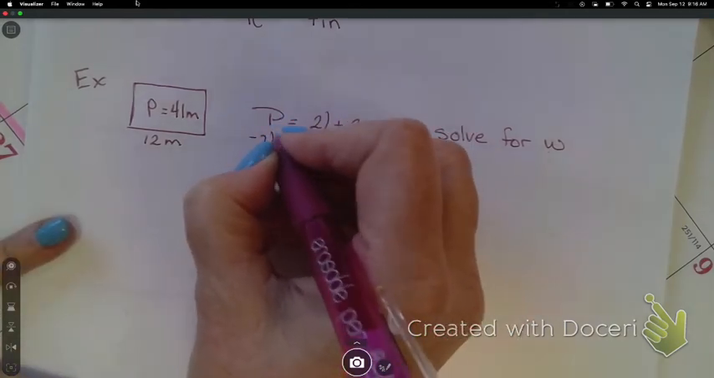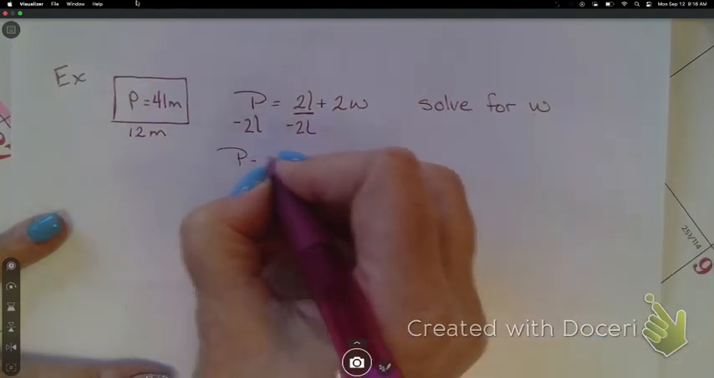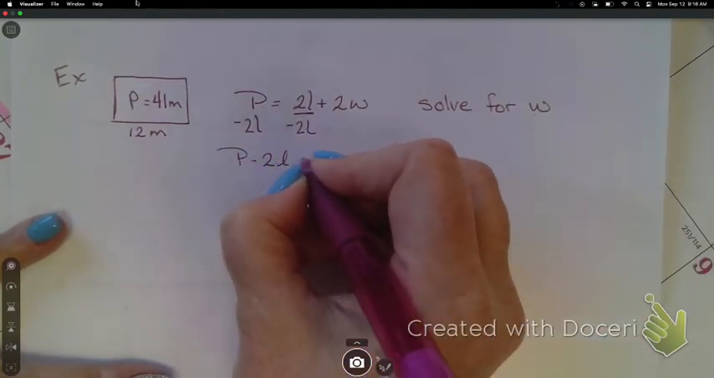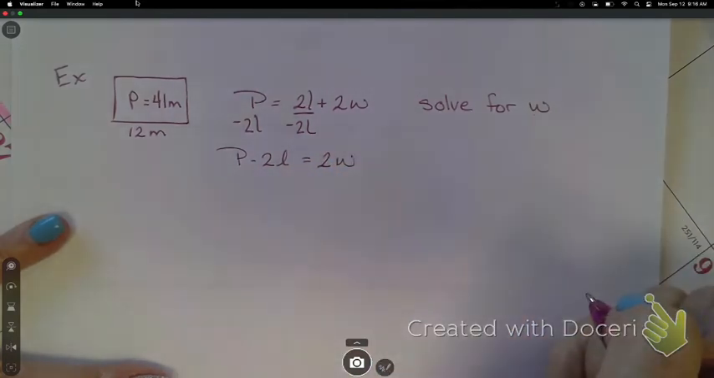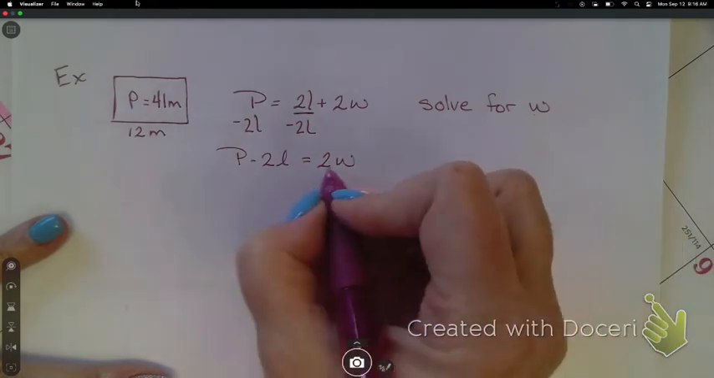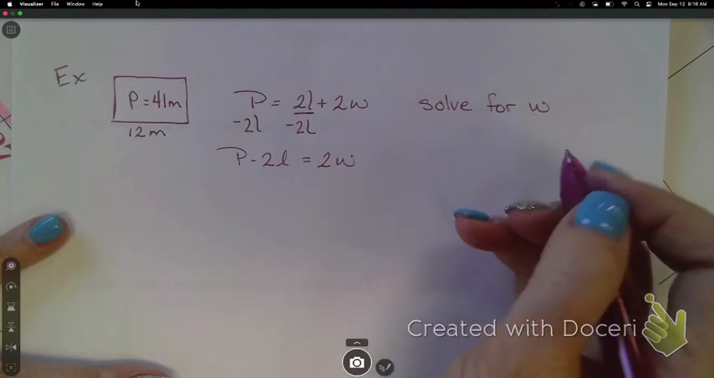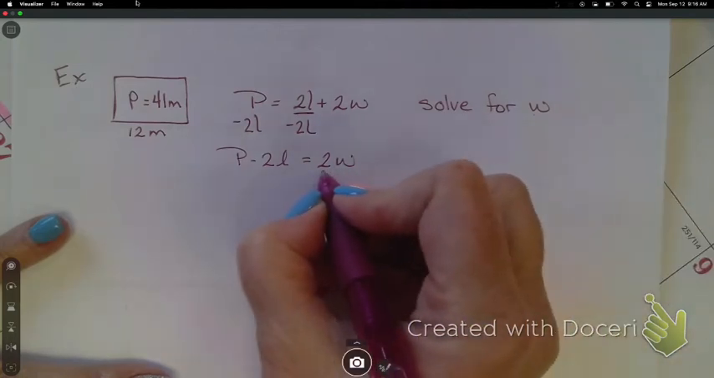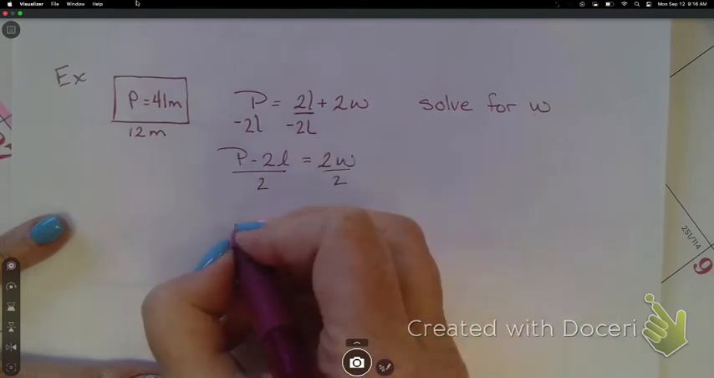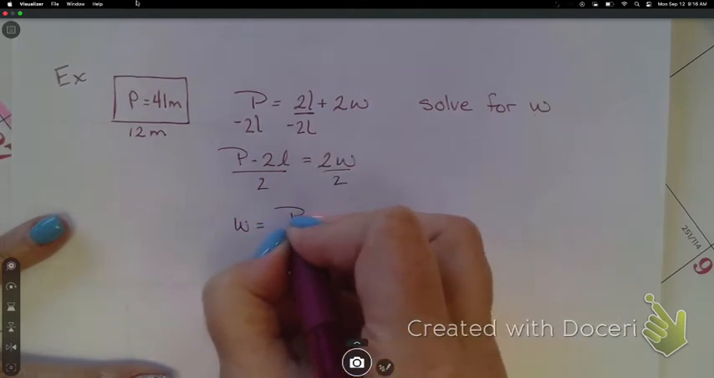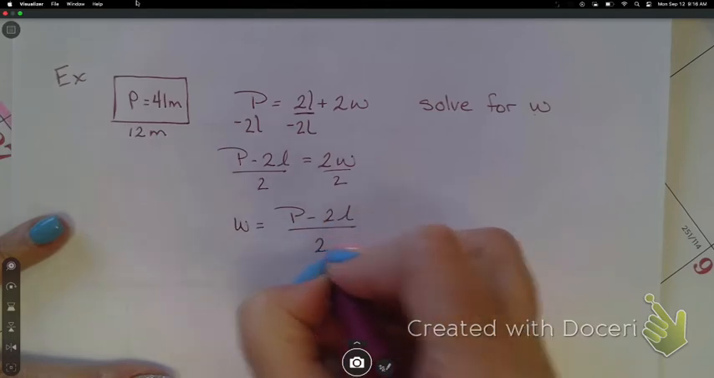Can I combine P minus 2L? Can I do that? No. So P minus 2 times the length equals 2W. I can't leave it 2W. I need to solve for W. So I have to divide. So W equals the perimeter minus 2 times the length, divided by 2.